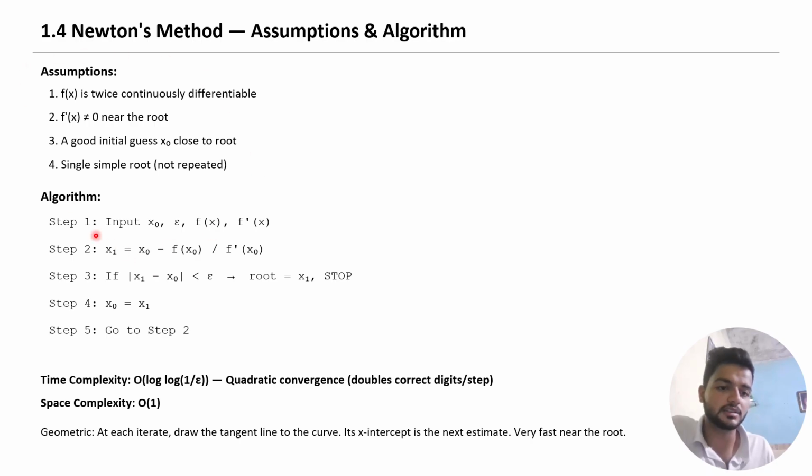Newton's method: these are the assumptions. f'(x) should not be equal to 0 near the root. A good initial guess x0 close to the root; we have to guess a value close to the root. Input x0, e, f(x) and f'(x). x1 equals x0 − f(x0)/f'(x0). If |x1 − x0| is less than e, then our root is x1. Then we'll stop the algorithm. Step 4: x0 equals x1, and we'll go to step 2. Our root is x1.